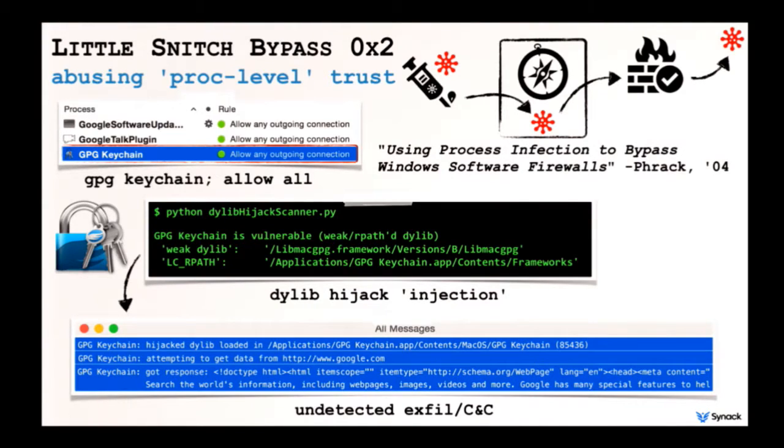For example, on my box, GPG Keychain is allowed to talk to the internet, which makes sense. It does key management, checks for updates, stuff like that. Fortunately, GPG Keychain is vulnerable to a dylib hijack attack. This means we can plant a malicious dynamic library on the file system, and then every time this application is started, either by the user or programmatically by some malware in the background, the dynamic library will be loaded automatically by the OS loader into the process context of this trusted application. At that point, we can then connect out to the internet. Again, LittleSnitch will see this connection, but since it conforms to a rule, it will allow it without alerting the user.